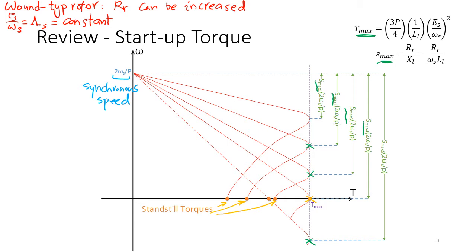But we are interested in the standstill torque. And the standstill torque in this case is here. Once more, the standstill torque has decreased. So we increase the RR, but we cannot increase it as much as we want. After some point, we start to decrease the standstill torque. Any question here?